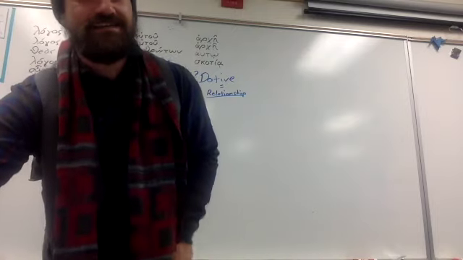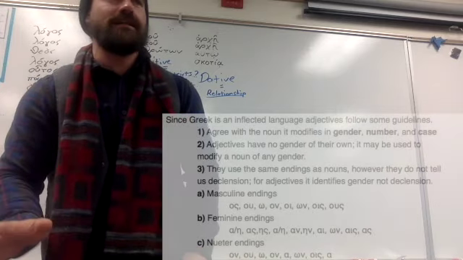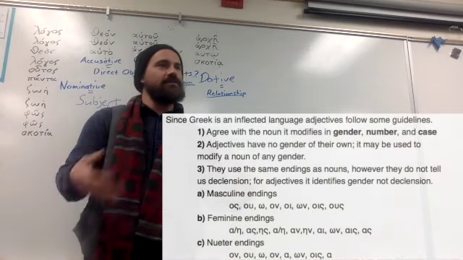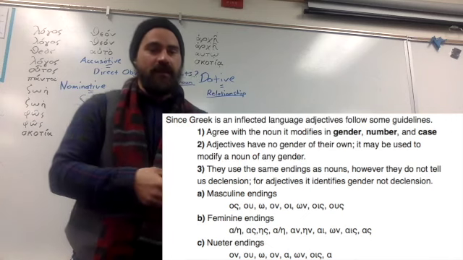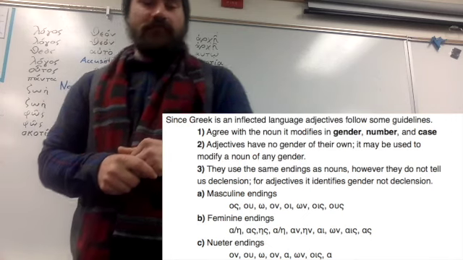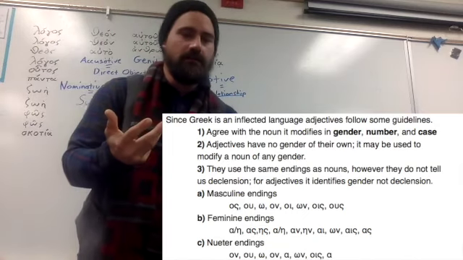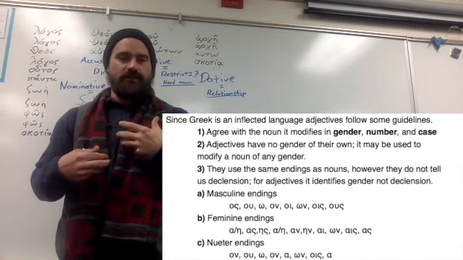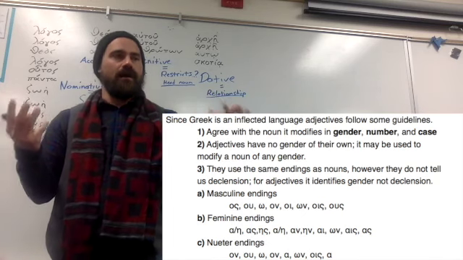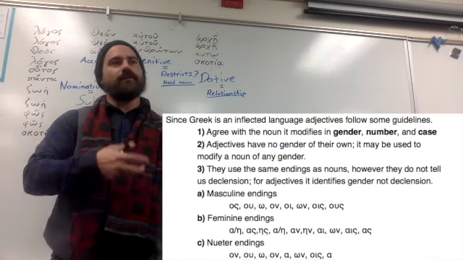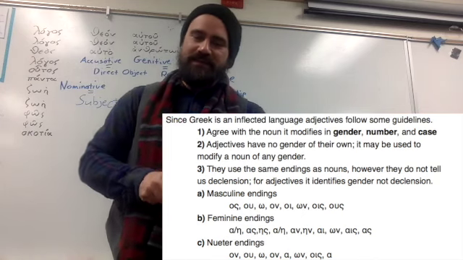So since Greek is an inflected language, adjectives follow a few guidelines. So a little bit different than English. Again, it's how we recognize them. They work the same way. They agree with the noun it modifies in gender, number, and case. Normally, adjectives will follow the noun they're modifying. They won't be before it. They'll be after it. But they can be also before it, but we'll get there.